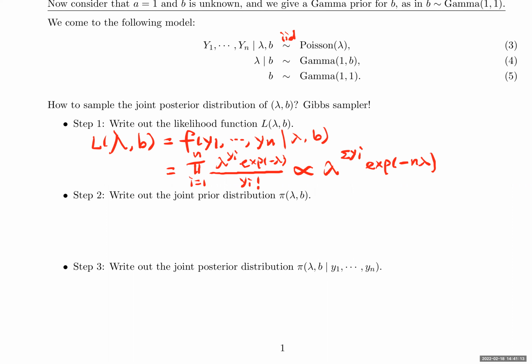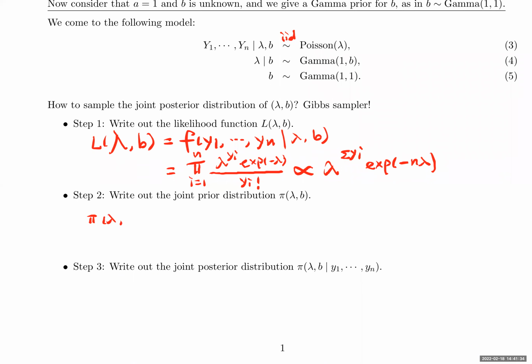Okay, so this is actually exactly the same as what we did for the Gamma-Poisson derivation last week. Even though we have this extra b parameter, it is a parameter for lambda itself. So b, we also call it a hyperparameter, like what we talked about earlier.